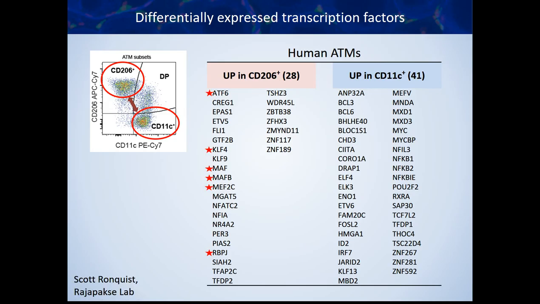Working with Indika Rajapakse's lab and Scott Ronquist in Indika's lab, we tried to understand which transcription factors not only were expressed, but which ones had targets within the differentially expressed gene set. The ones that are starred fall into that category and had a much higher number of binding sites across the differentially expressed genes. So we're continuing to work with these data sets to try to extract what might be key transcription factors in maintaining each of these cell states, with an eye toward how we can modify these in the future.